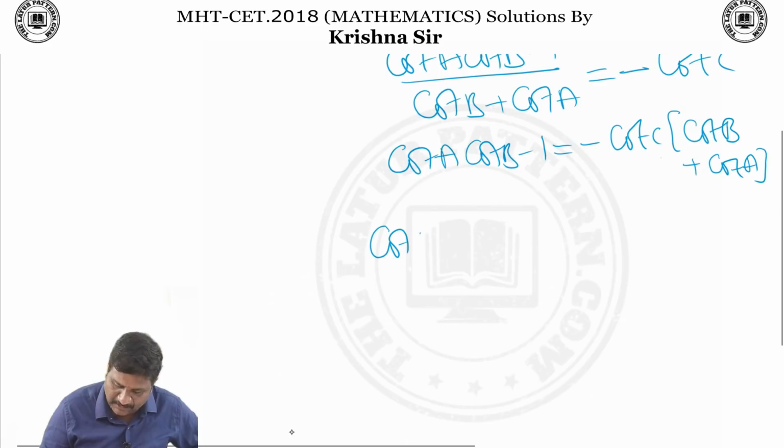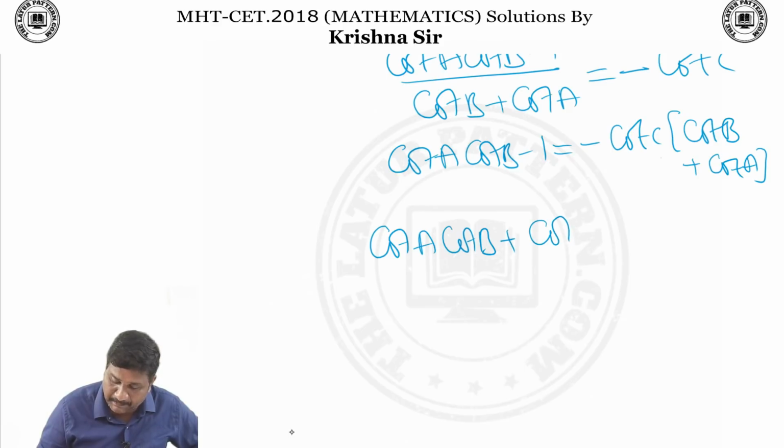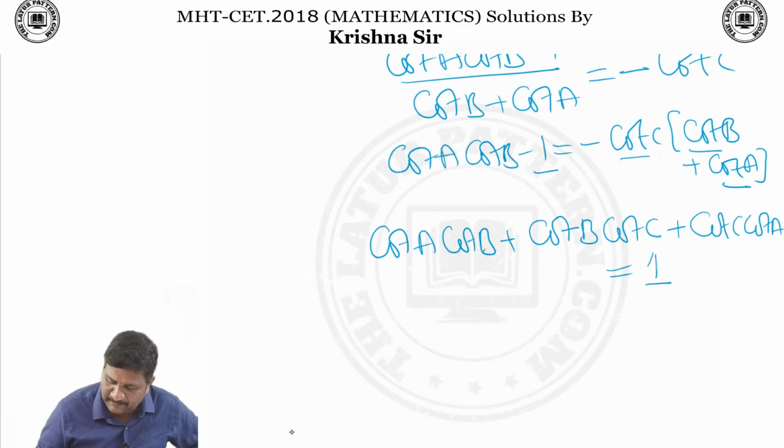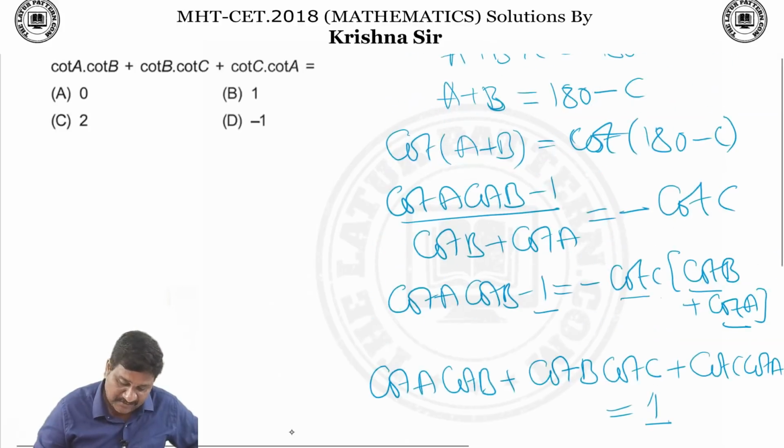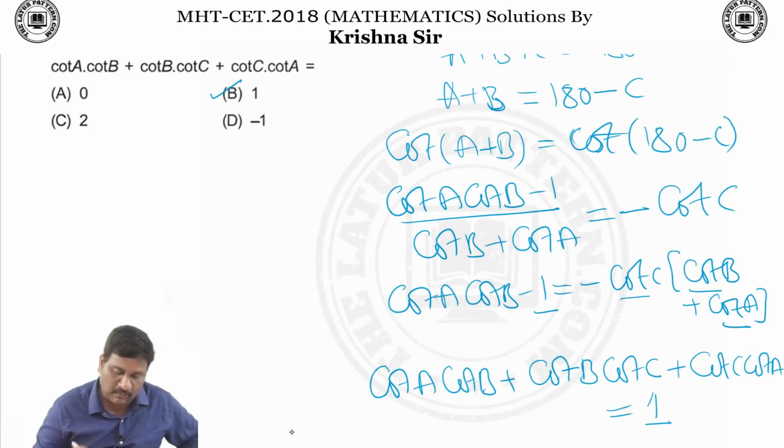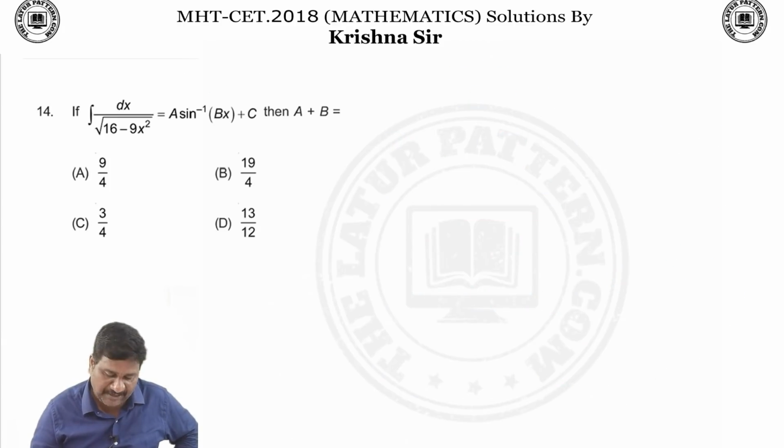So cot A cot B minus 1 equals minus cot B cot C minus cot C cot A. Taking these terms to this side, we get cot A cot B plus cot B cot C plus cot C cot A. Now this minus 1, taking this side, becomes plus 1. So by our options, our answer is 1. So that is the solution of question number 14.